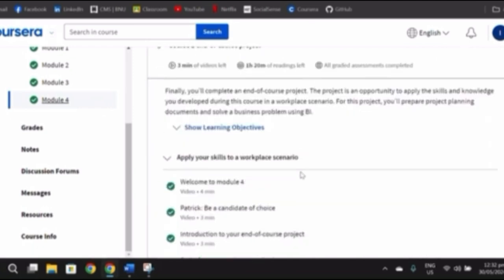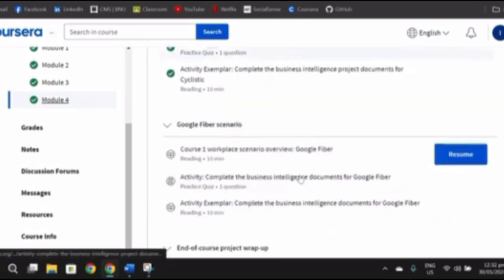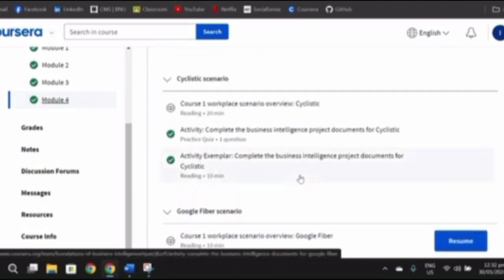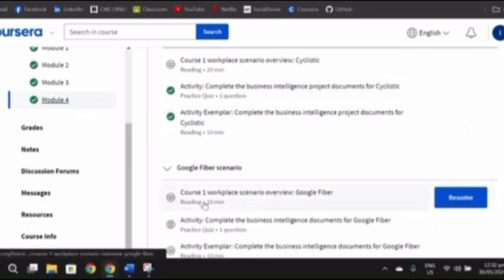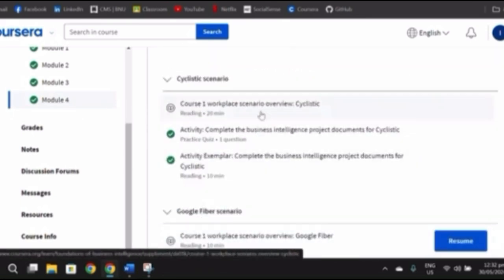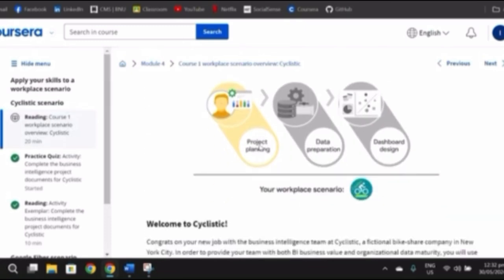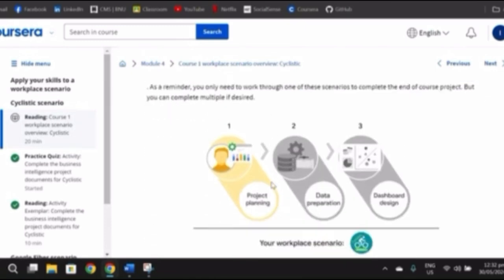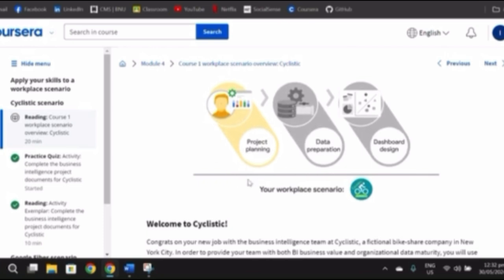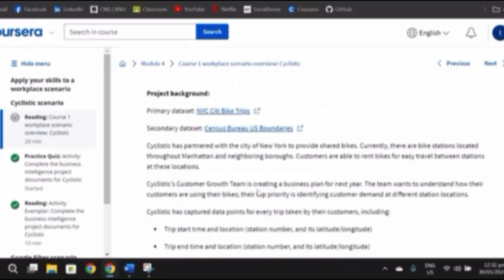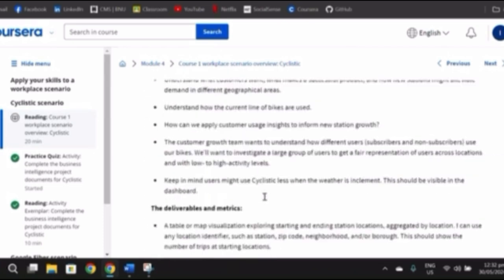At the end of this course, we were basically given a project in which we had two scenarios. First, we had a cyclist scenario, and then we had the Google scenario. I went with the cyclist scenario, and since this is the first course, in this case we'll be doing the project planning.